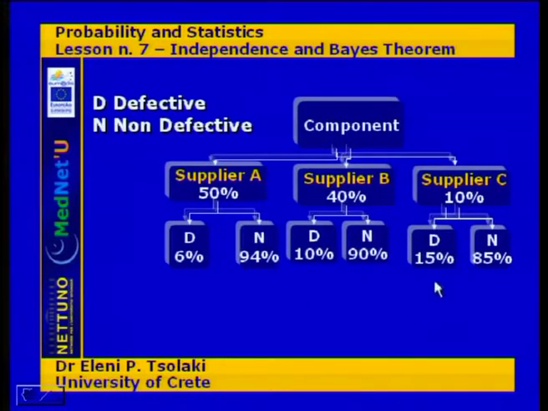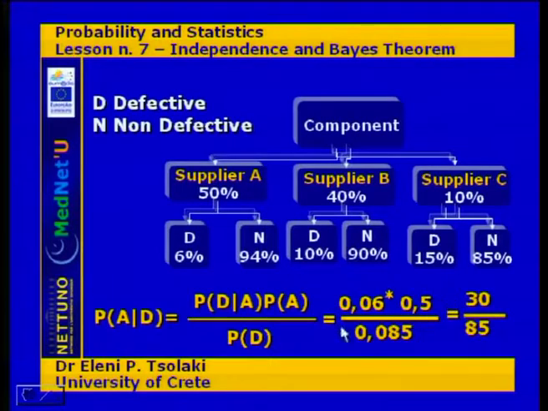Let's see an example here. We go back to the example we have seen before, and in this case, we want to calculate the probability of A given D, the probability that a defective component, which has been found, came from supplier A. Using Bayes' theorem, we see here the probability of D given A is 0.06 as before, probability of A 0.5, probability of D 0.085, and so 30 out of 85.